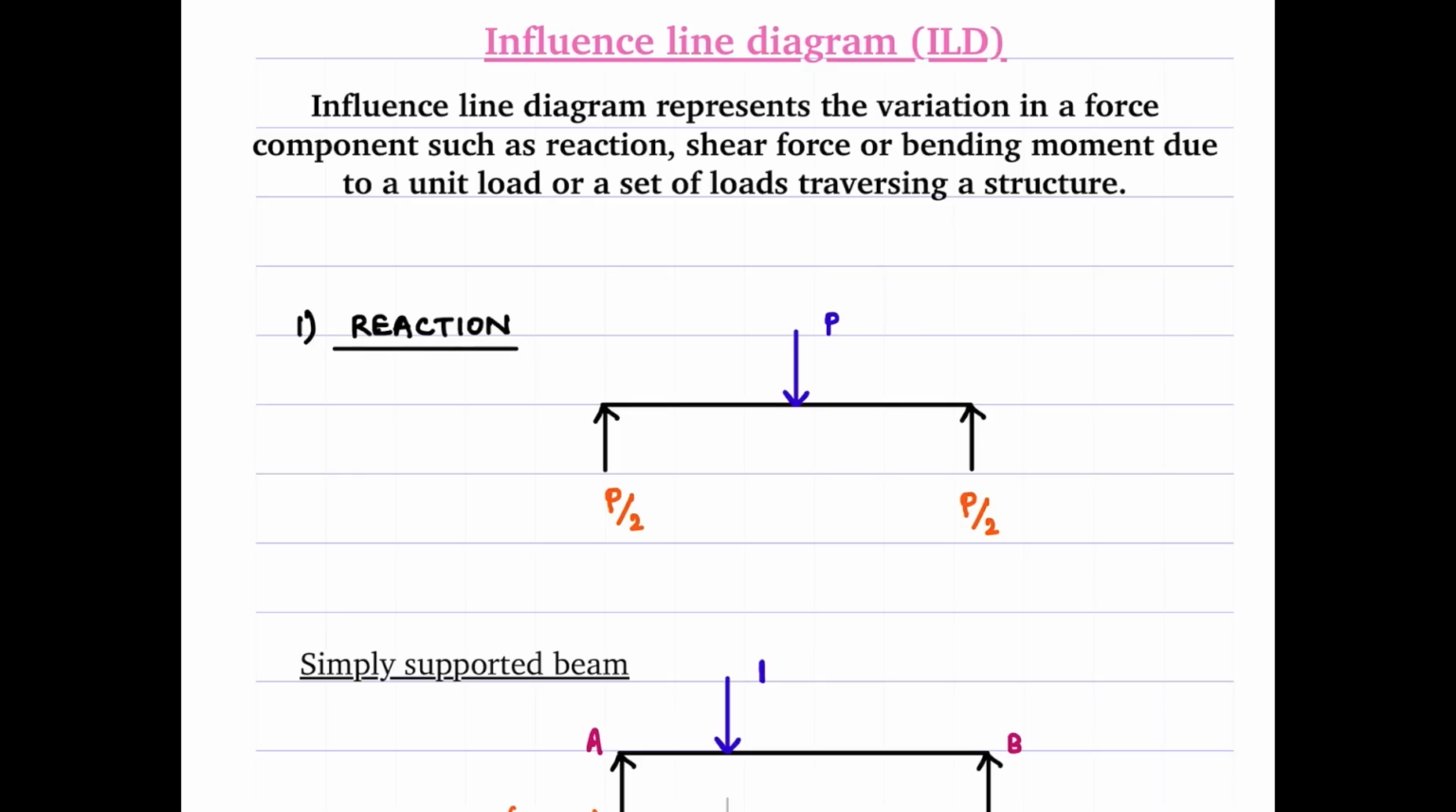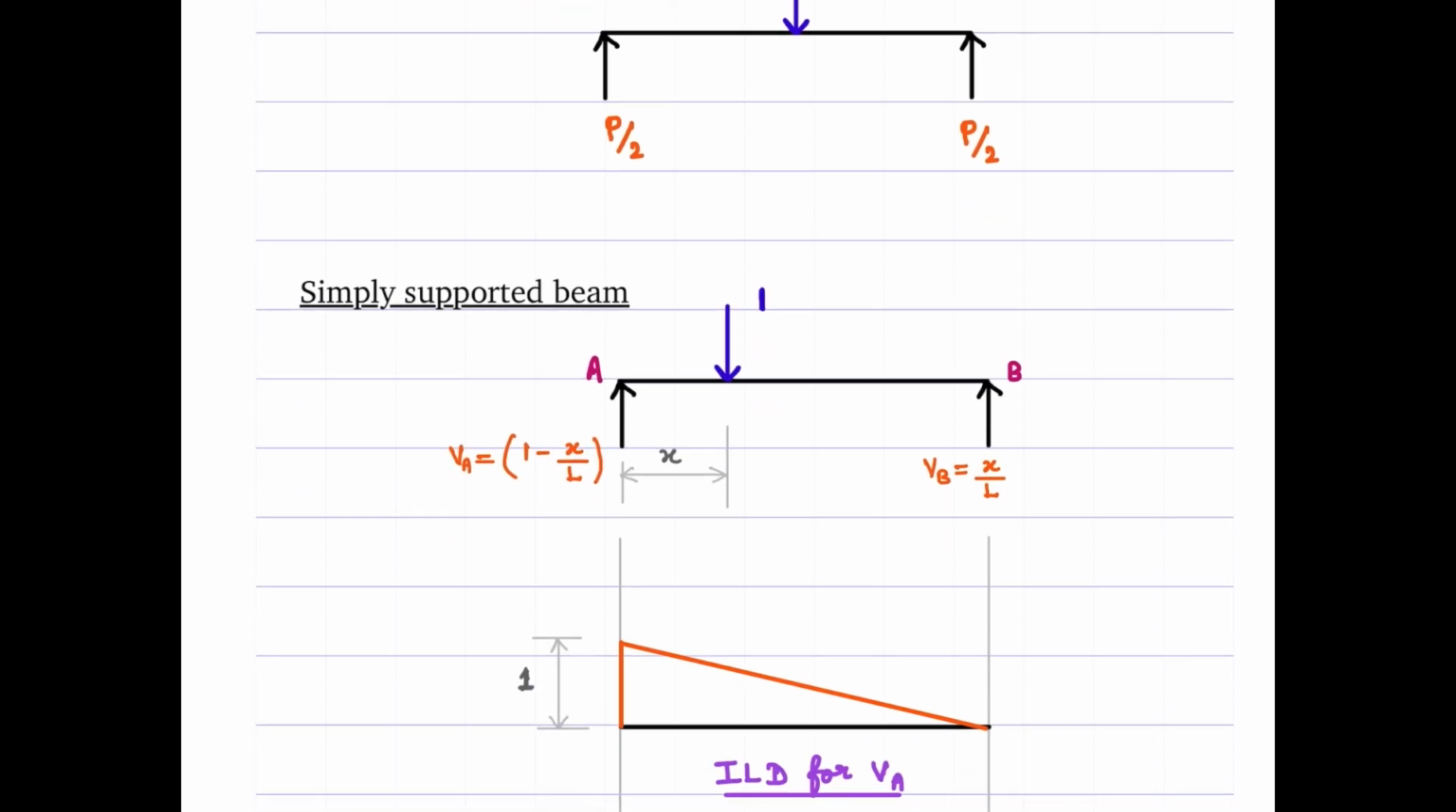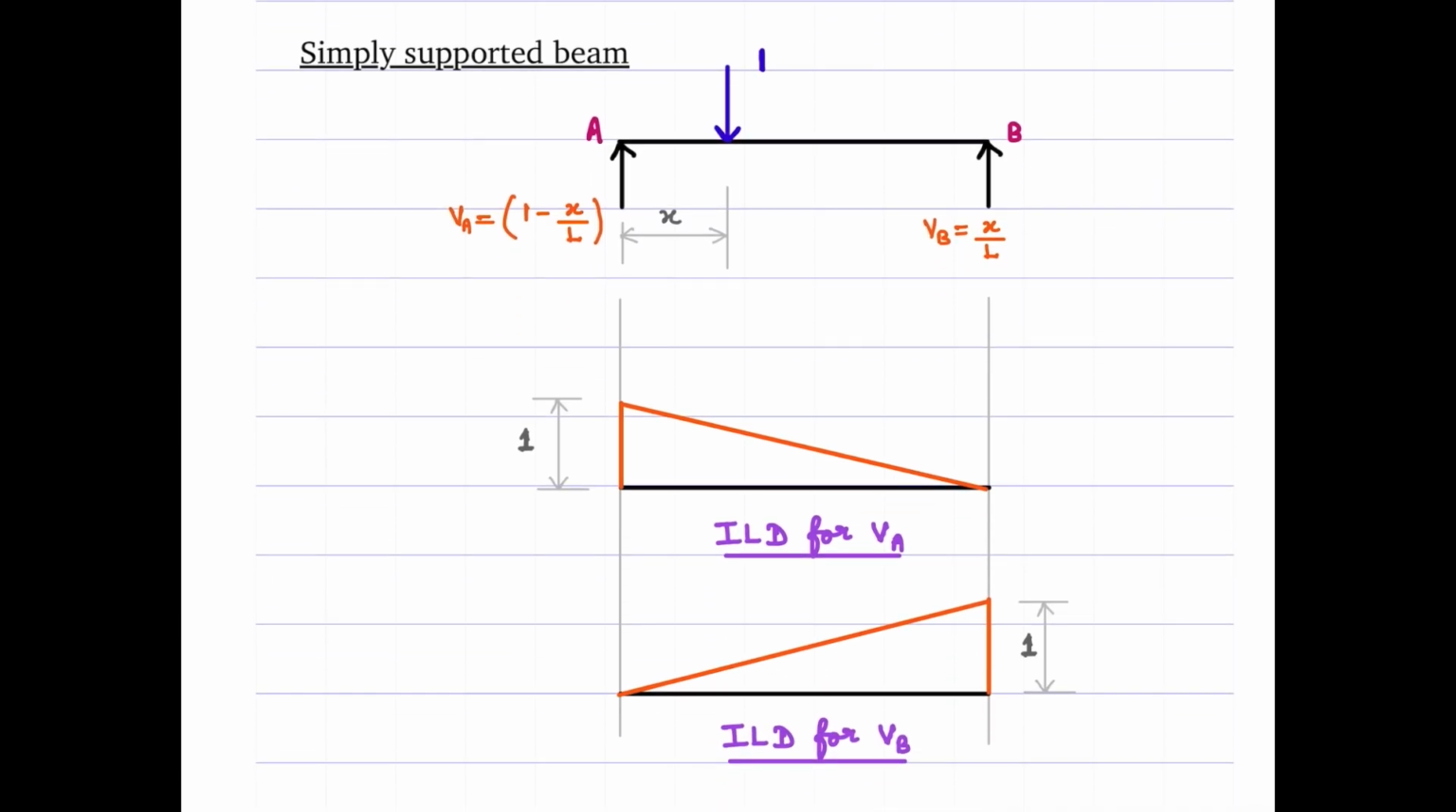So we have seen that it could be a reaction or shear force or bending moment, right? So first we will take the case of a reaction and then we will see the case of bending moment and shear force. We'll start with the simple example of a unit load and then we'll move on to see what happens with a set of loads. So I have a simple beam here and I want to construct the influence line diagram for the reactions VA and VB.